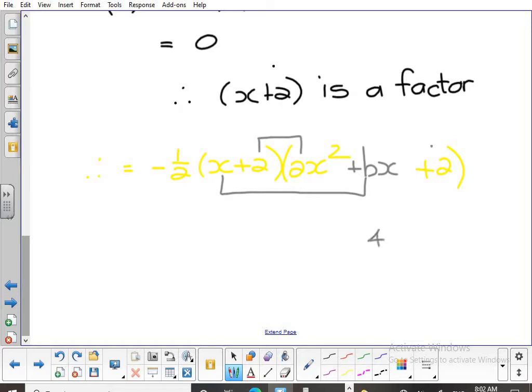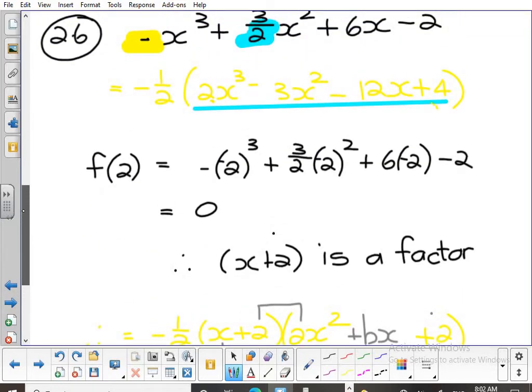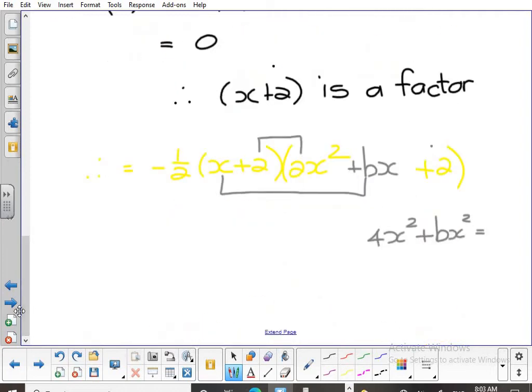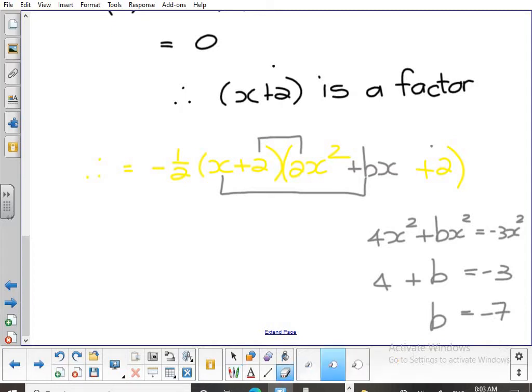So I'm going to get 4x squared plus bx squared is equal to, now you go to your thing at the top, minus 3x squared. And that means 4 plus b equals negative 3, which means b is minus 7. So I just go back here. I erase that.